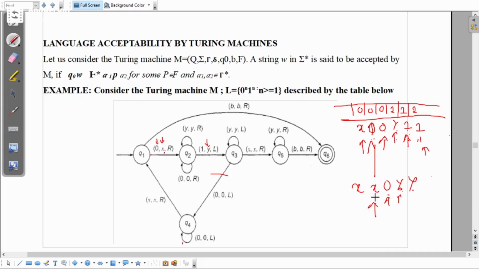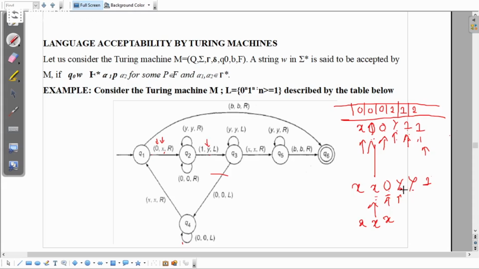When you get x, it's the last x. You have to just make one move to the right. So that's why x, x r. So this time you got this x, this 0. Again you need to repeat the steps. For 0, you have to find a corresponding 1. So 0 will reach x, and then you got y, many y's, y by r.